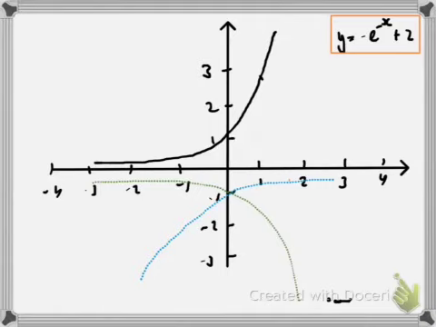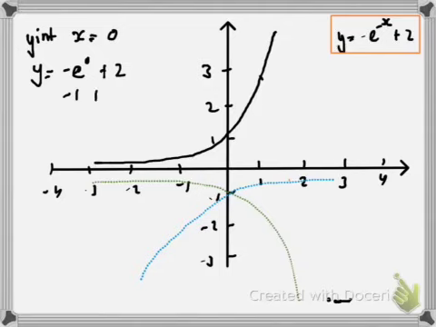So the y-intercept, x equals 0. So we're going to get y equals negative e to the power of 0 plus 2. So negative e to the power of 0 is negative 1 plus 2 equals 1. And we predicted that because if we take the blue graph up two places, it's definitely going to pass through 1.